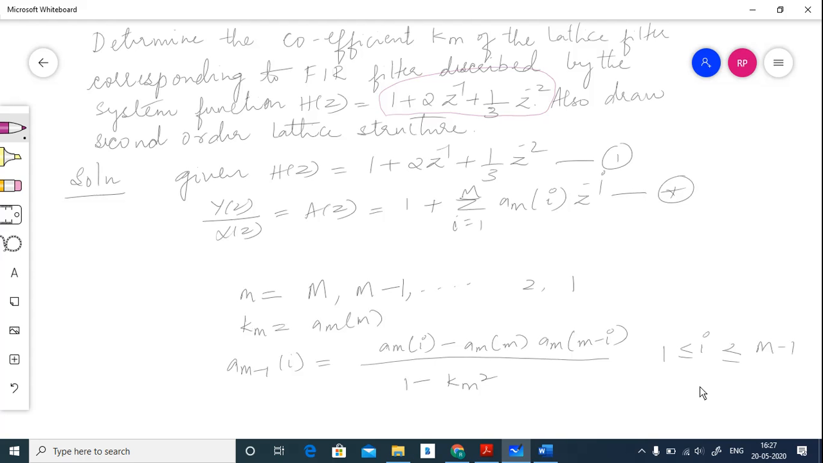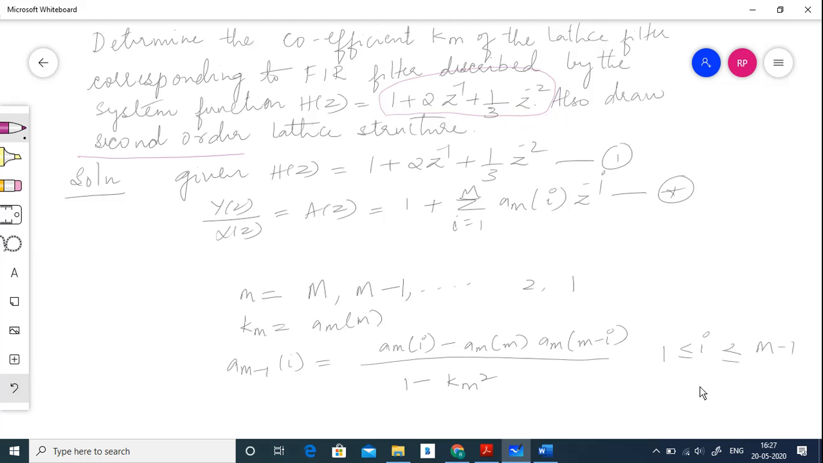By looking into this, we can say that the order n is equal to 2. Either they have directly given it, or from this the highest power is 2. Here the highest power is 2, so we can easily say that the order n is equal to 2. Now we'll solve this particular problem.